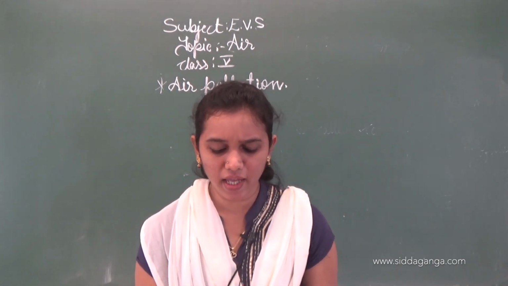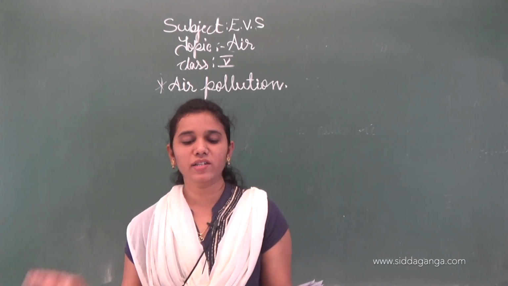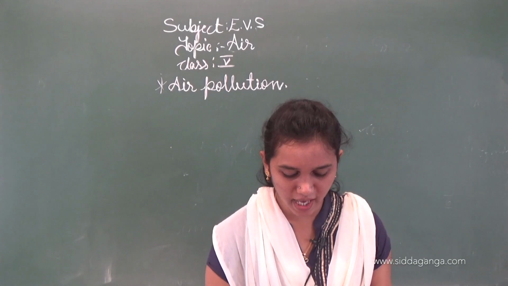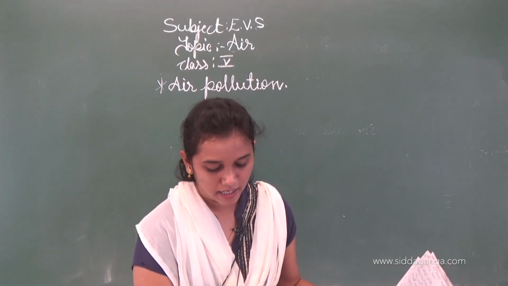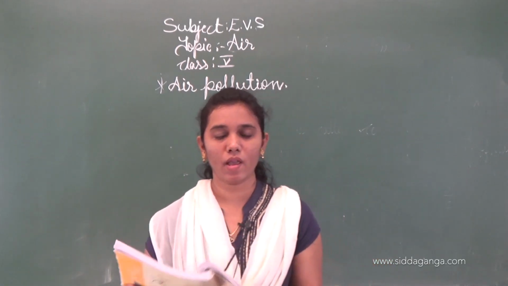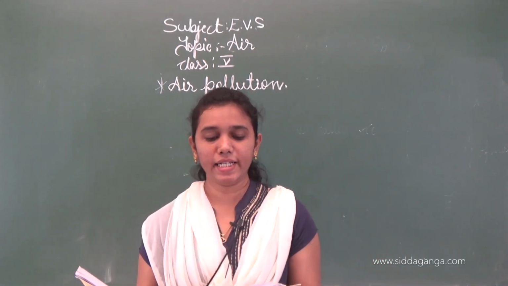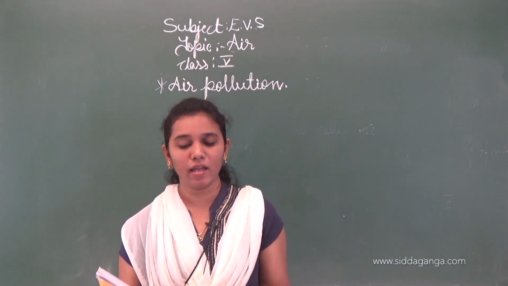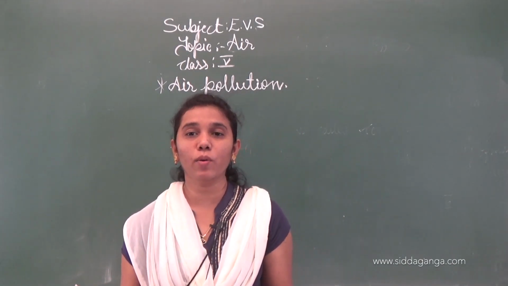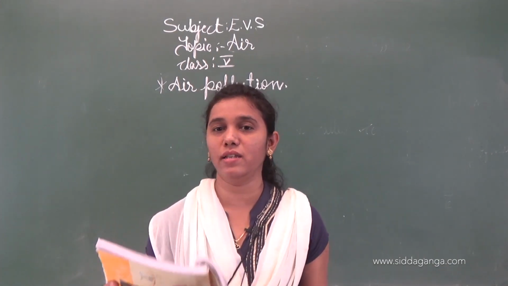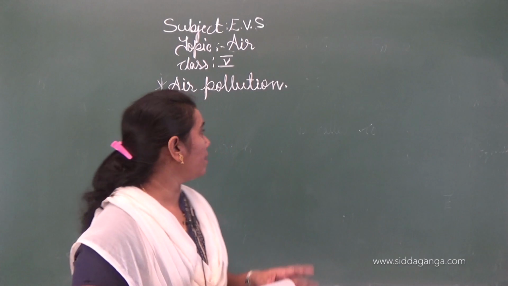Next, as you can see in the images that are shown, there is the first picture. Okay, see here, page number 80. Air is polluted by the smoke released by factories, automobiles, burning of substances and crackers, isn't it? Now we study about air pollution.